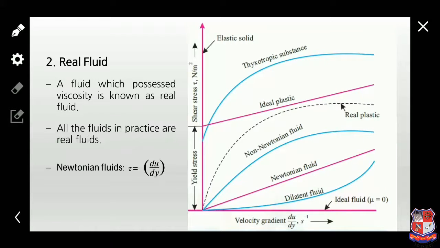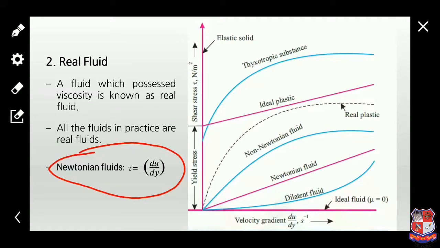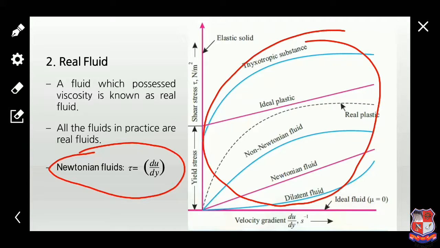Now next is the real fluid. The fluid which possesses viscosity is known as a real fluid. All fluids in practice are real fluids, which have a viscosity. We earlier discussed that all fluids have a viscosity, so all fluids are real fluids, and real fluids fulfill this equation, shear stress is equal to mu du by dy. So in this graph, all fluids which have a viscosity are real fluids.